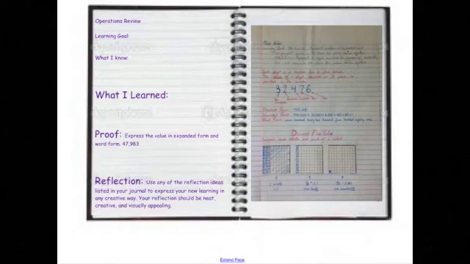So this is what your notebook page should look like on the right side. On the left side, please fill in your what I learned and also your proof. Express the value in expanded form and in word form. This is 47,983. It is not 47.983 or 47 and 983. So that is a whole number that is not a decimal when you're solving your proof problem for the day.